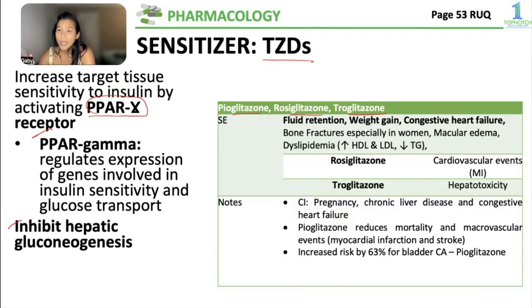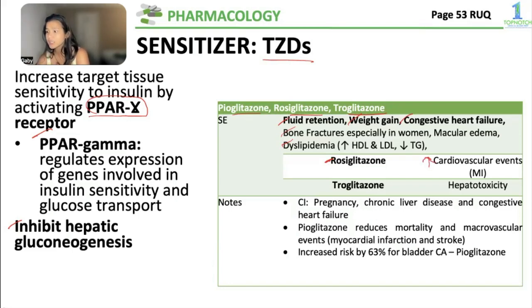But the same way that all that glitters is not gold, these TZDs have quite a lot of side effects that have caused them to fall out of favor in modern use. So they cause fluid retention, weight gain, and therefore they can cause congestive heart failure. They have also been found to increase the risk of bone fractures, especially in women. They can also cause dyslipidemia. Rosiglitazone was even pulled out of the market due to the increased risk of cardiovascular events like myocardial infarction.